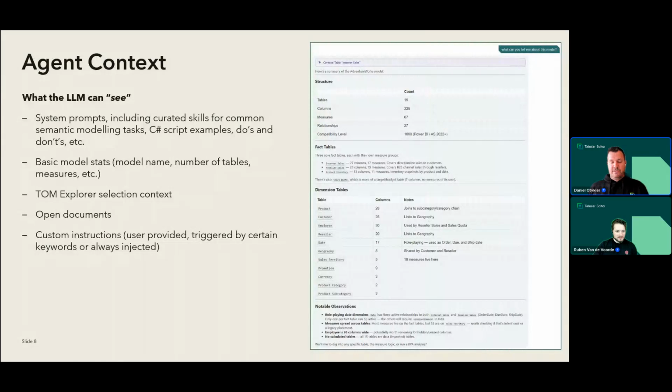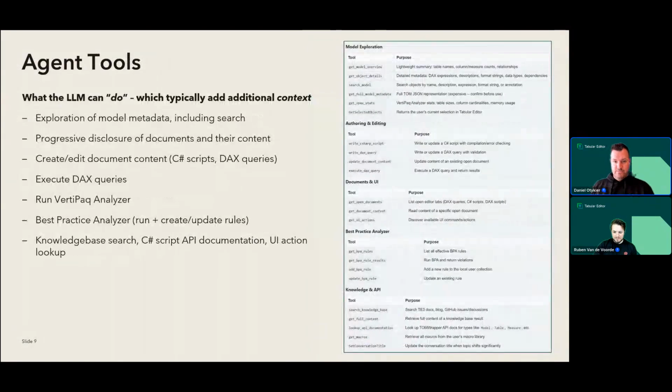The next element that an agent harness needs to be useful is a set of tools. These are essentially what the LLM can do. And some of these tools only serve to add additional context to the LLM. So that would be tools that the LLM can use to explore the model metadata.